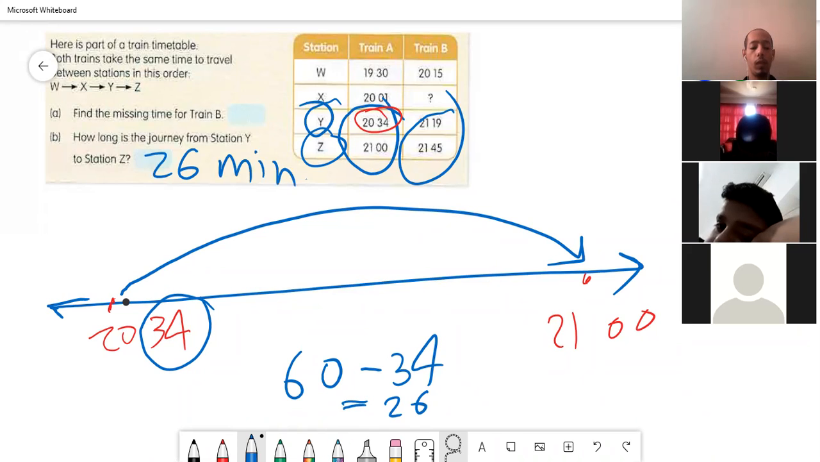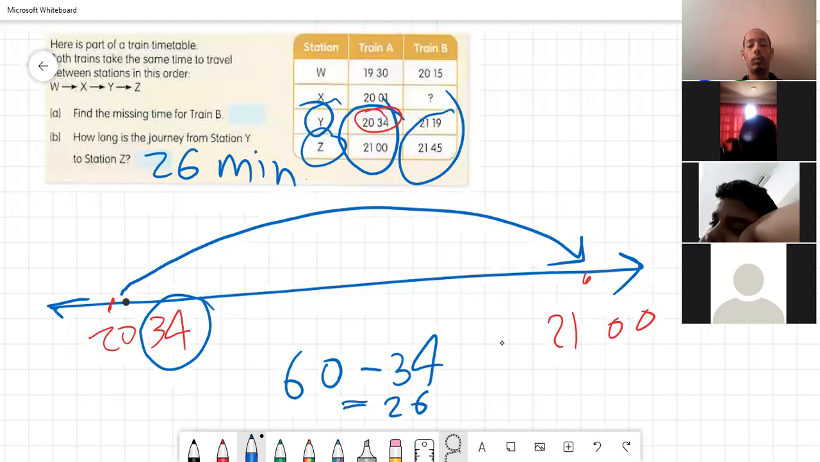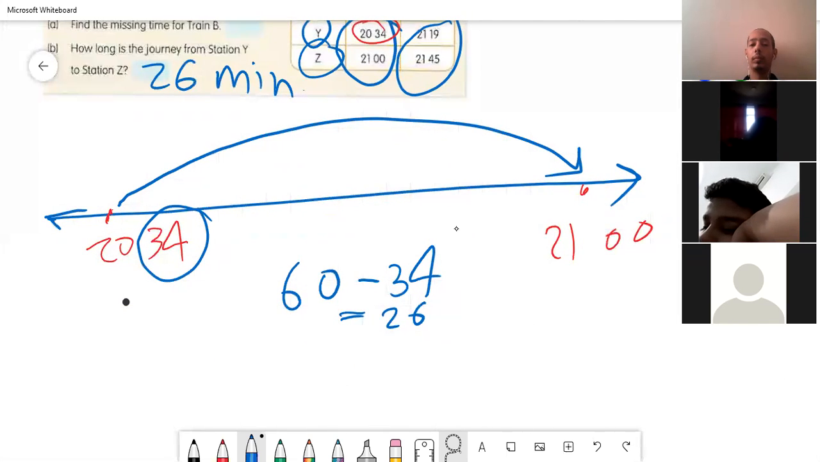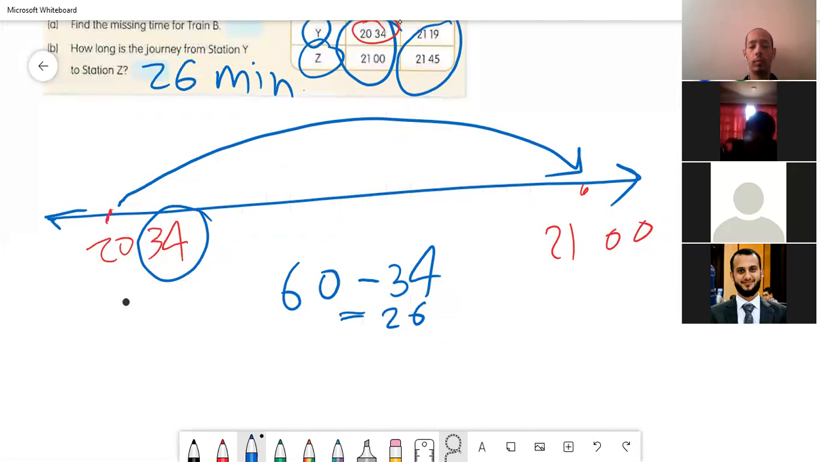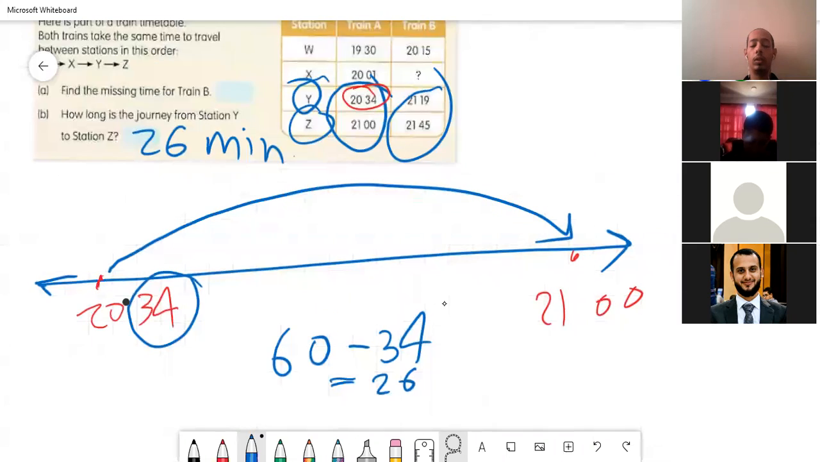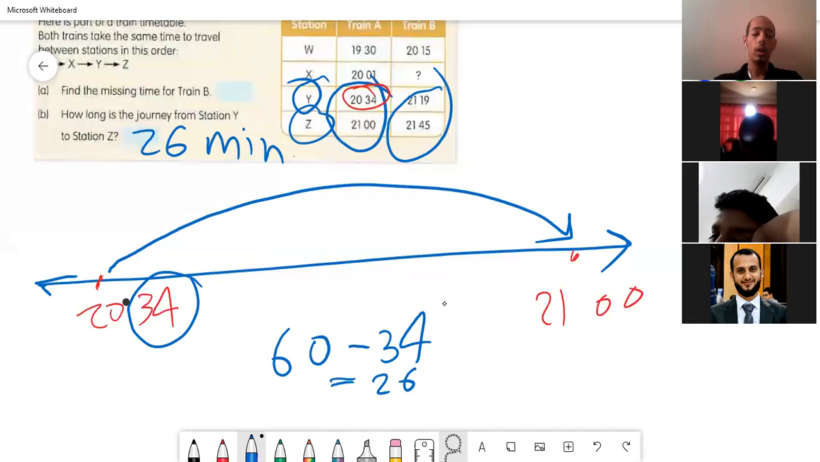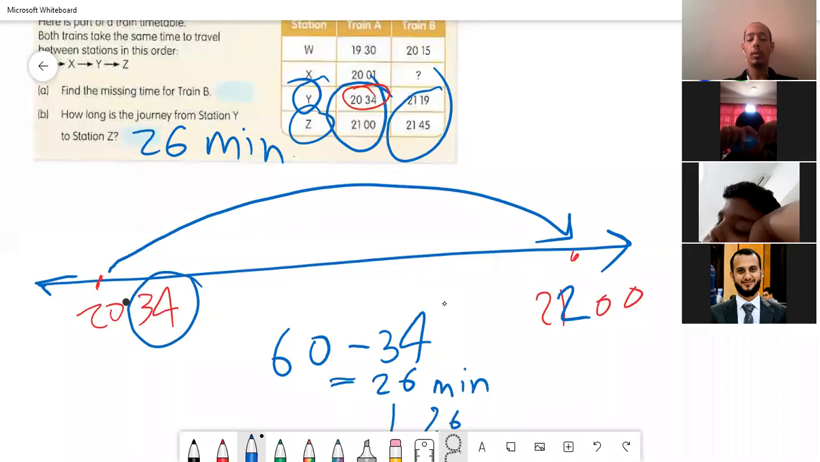Okay. Teacher, is that clear? Teacher, you will not say 1 hour and 26 minutes, correct? No, it's not 1 hour and 26 minutes because it's less than 1 hour. Only 26 minutes. Oh, okay. If it was 22, it's going to be 1 hour 26 minutes.